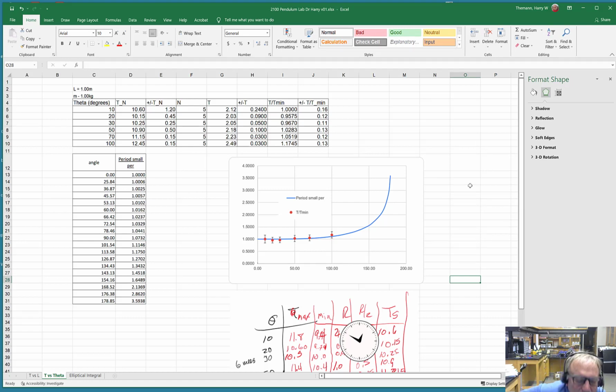But now we can use this graph for both things, right? Comparing to the elliptical integral, and then also justifying our choice of the angle when we held the angle constant. Don't forget when we did the length versus the period. Well, the period versus the length, of course. Okay, time for another one.